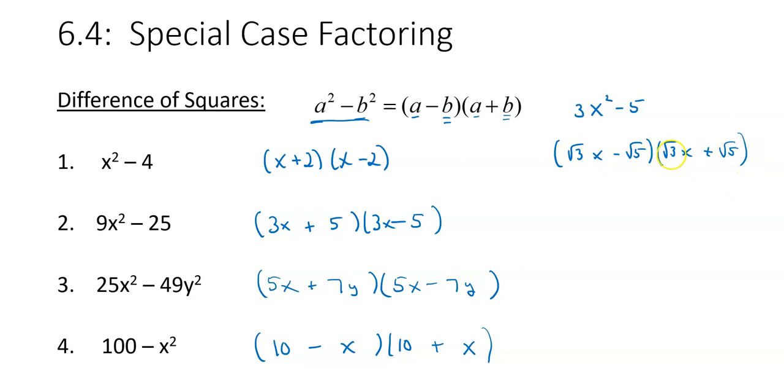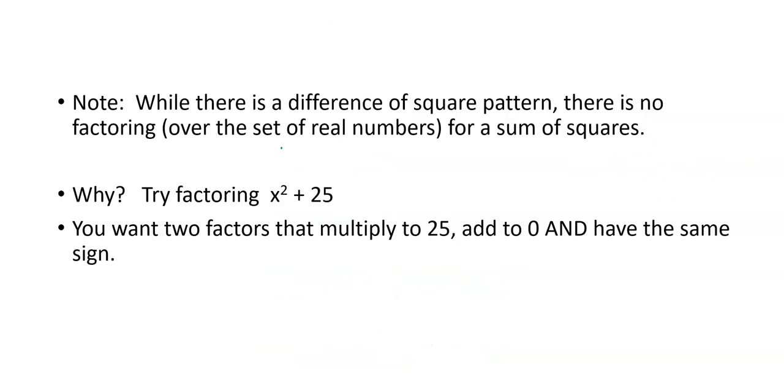The square root of 3 times the square root of 3 is 3, so you get a 3x squared plus the square root of 15 times x minus the square root of 15 times x. And your last term just becomes minus the square root of 25, which is minus 5. So you technically can apply a difference of squares pattern to something that is not a set of perfect squares. But in this course, at this level, in this book, you're going to be doing things that mostly involve perfect squares.